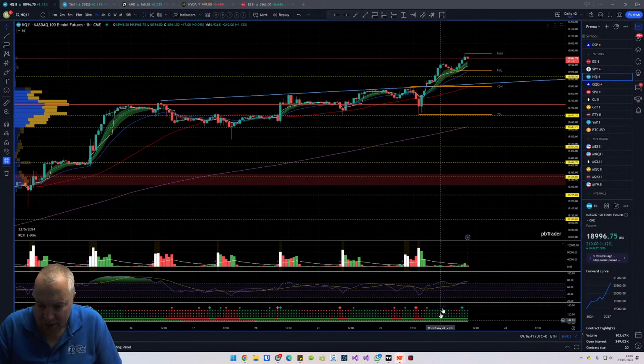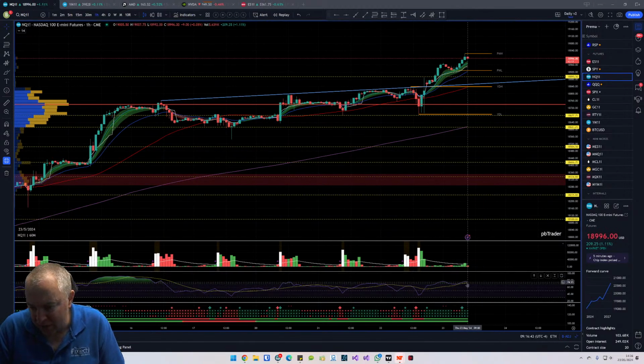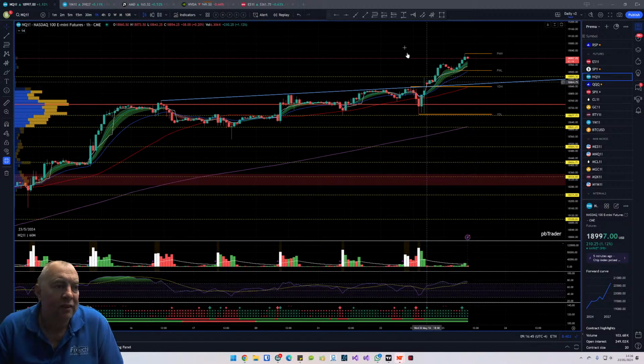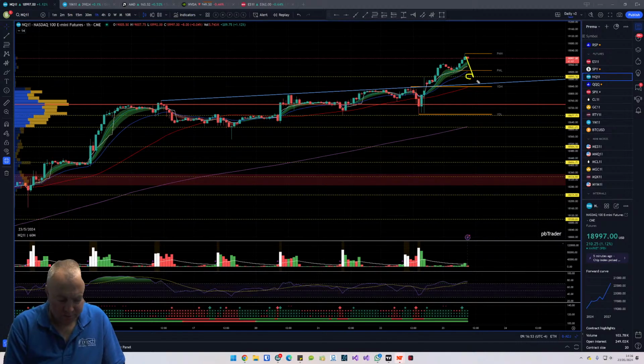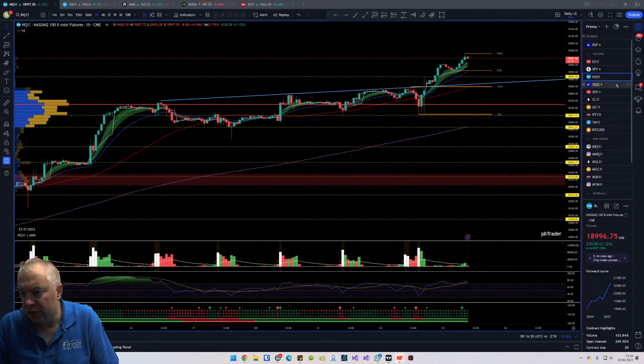But again, overextended, RSI is up in the upper 70s. The only bounce entries will be after a decent pullback down in this area. QQQ.